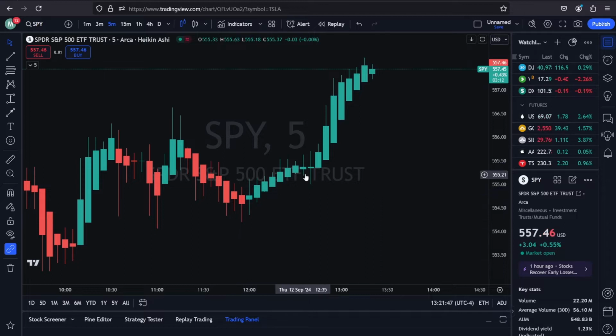We went from 554.60 on SPY all the way up to 557.45. Along the way, we only got three candles that were indecision to the downside, but they were still green, so that means there was still some buying pressure coming in, or the majority of that candle was buying pressure.